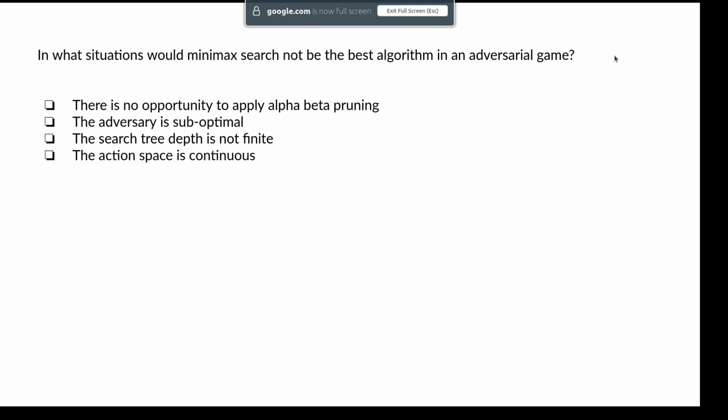So let's discuss the next question. In what situation would the minimax search not be the best algorithm in an adversarial game? So it is asking, minimax would not be the best algorithm in what adversarial situation? Option A, there is no opportunity to apply alpha-beta pruning. The adversary is suboptimal. The search tree is not finite. The action space is continuous.